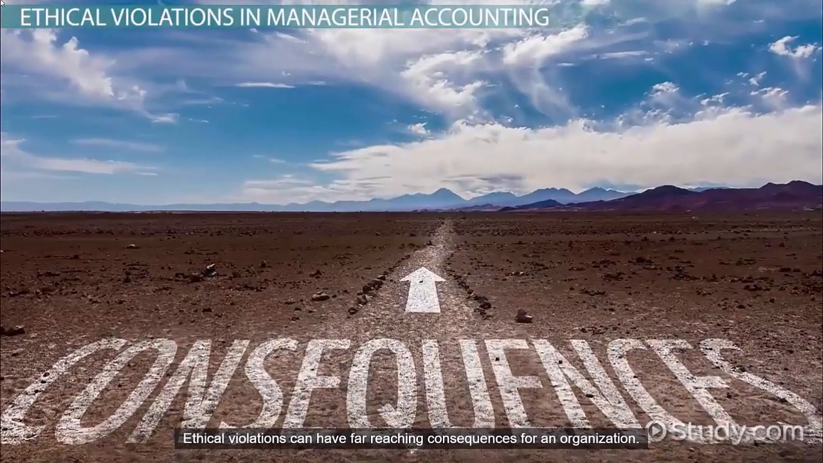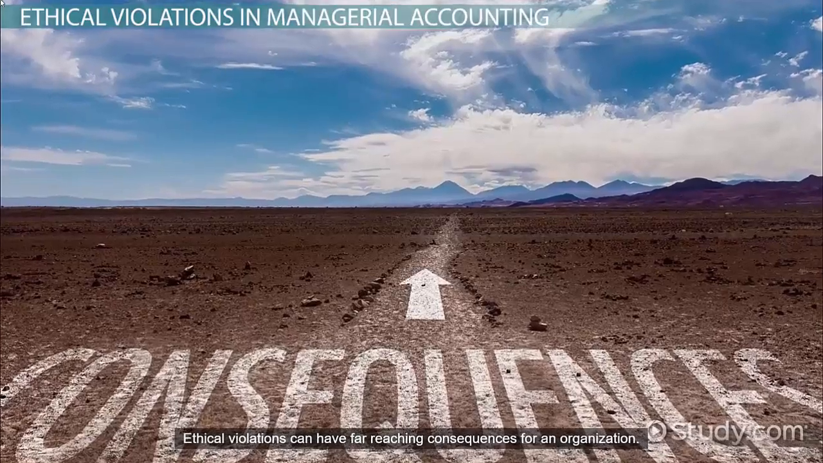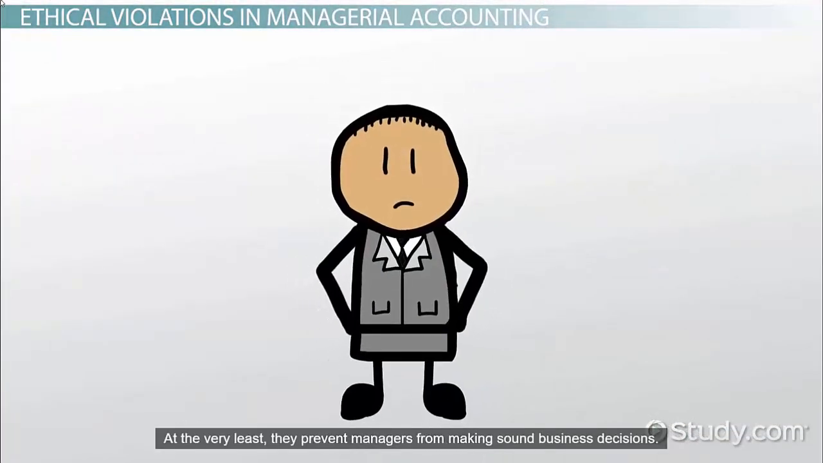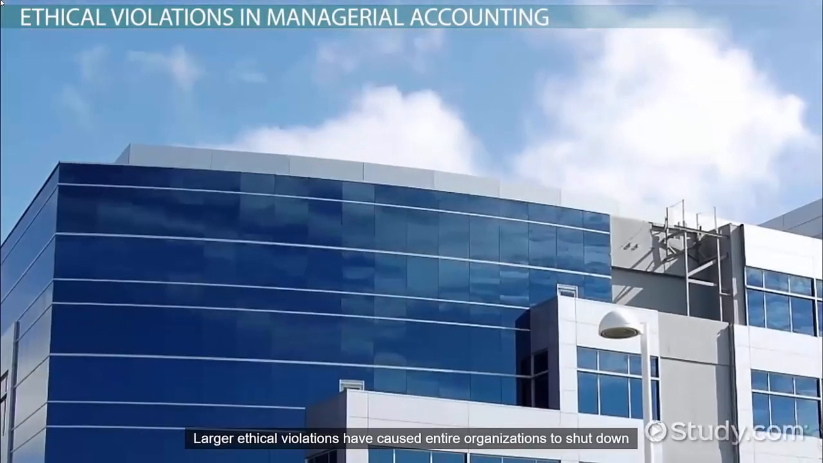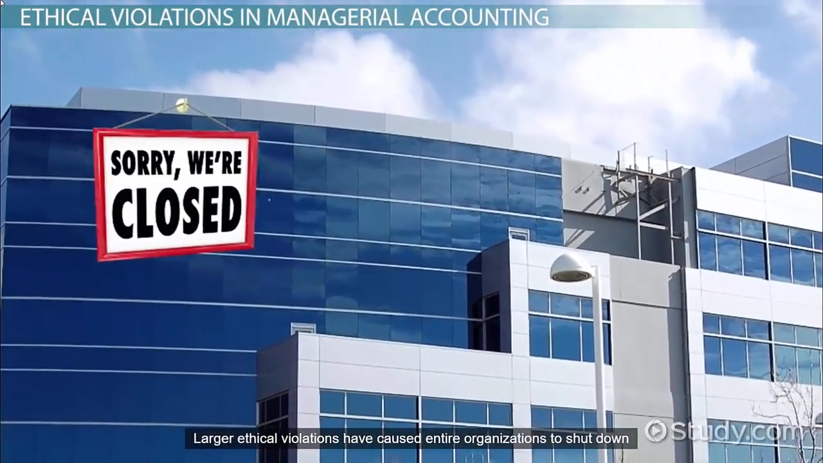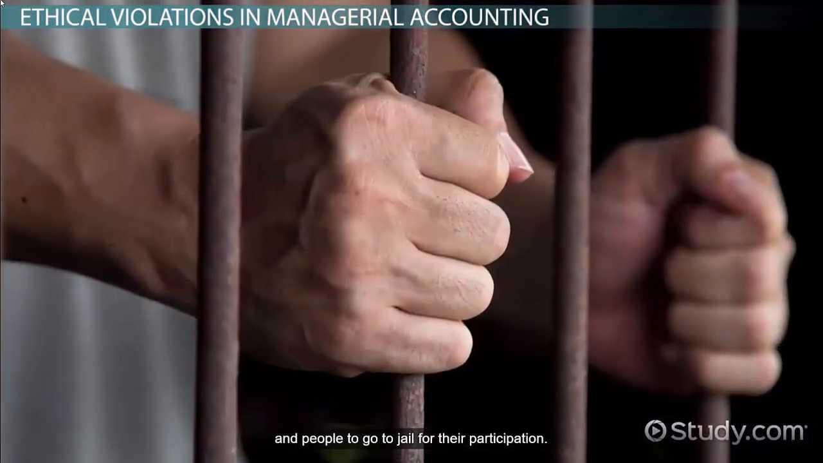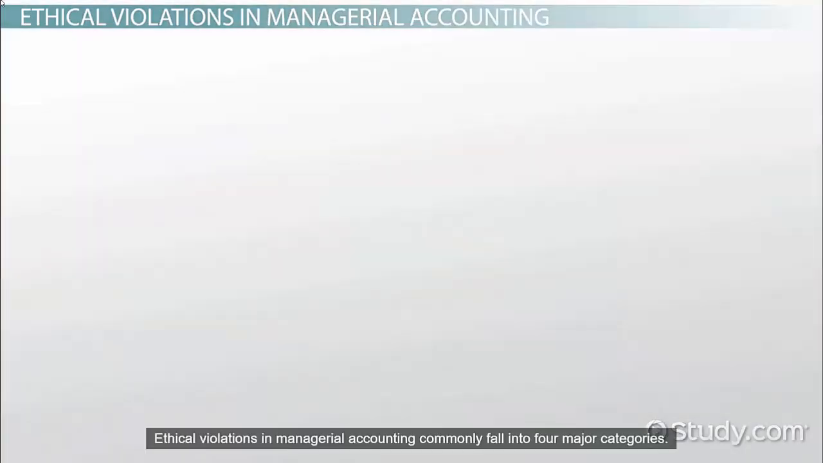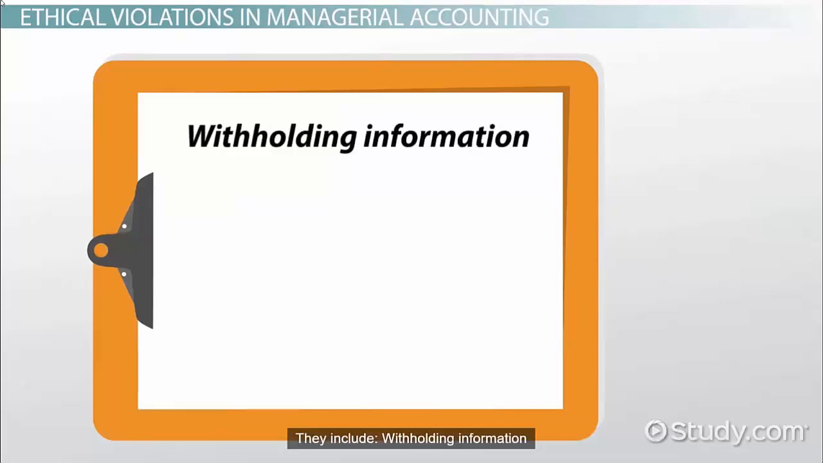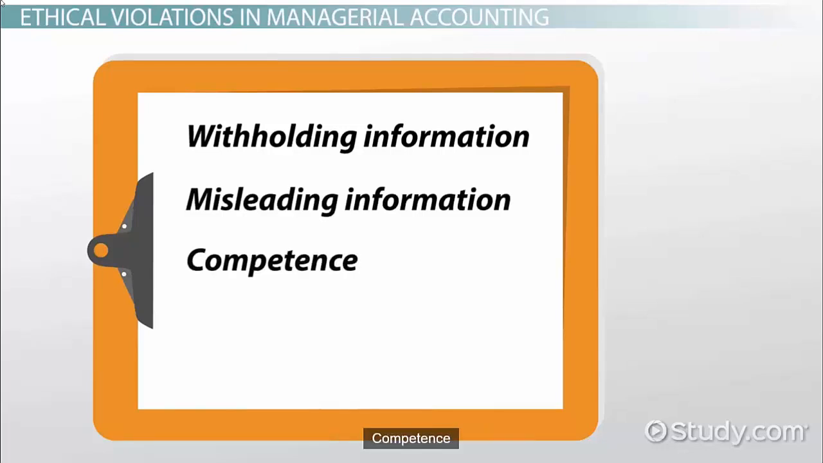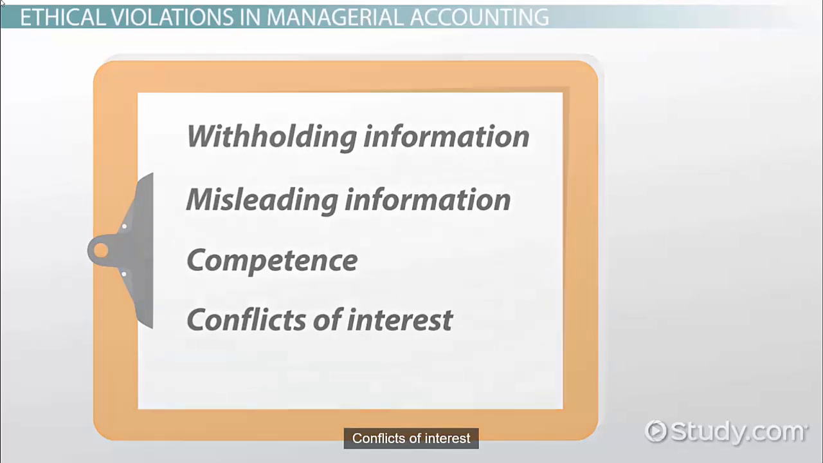Ethical violations can have far-reaching consequences for an organization. At the very least, they prevent managers from making sound business decisions. Larger ethical violations have caused entire organizations to shut down and people to go to jail for their participation. Ethical violations in managerial accounting commonly fall into 4 major categories. They include withholding information, misleading information, competence, and conflicts of interest.